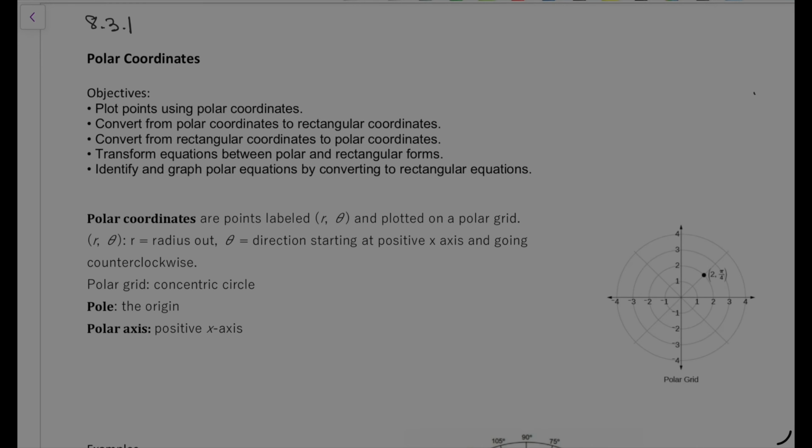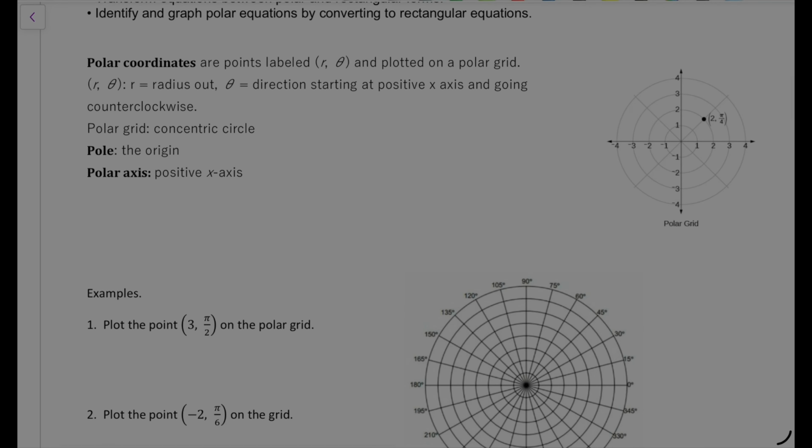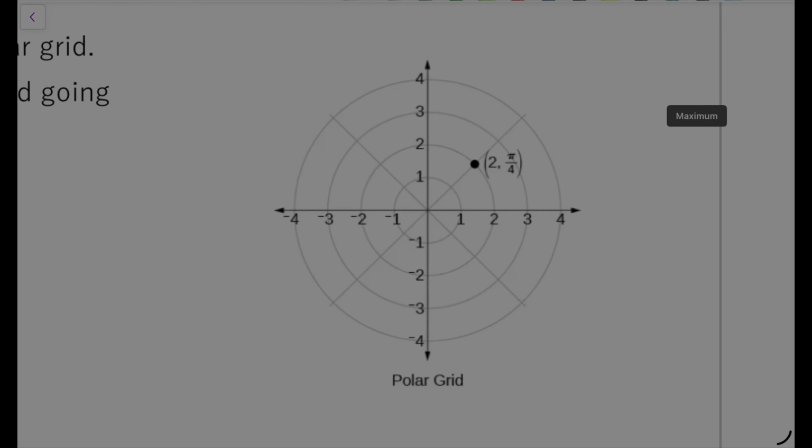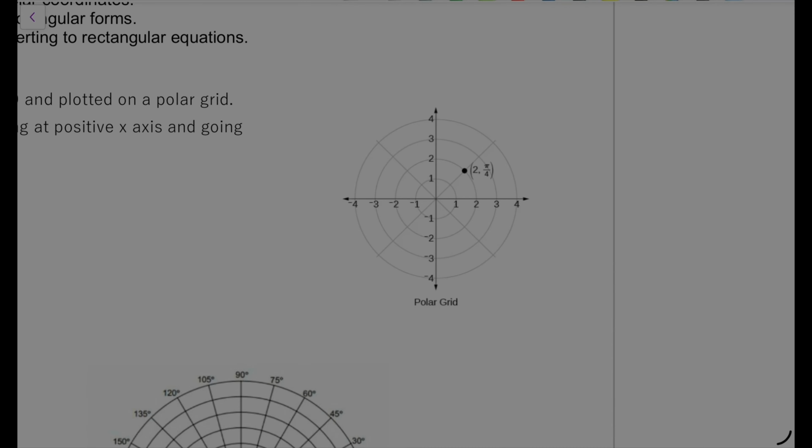First things first, what's a polar coordinate? Polar coordinates are going to be a coordinate point labeled with the radius out and the direction in which it is plotted. Okay, so when you look right here to the right, it is (2, pi over 4), which means it is 2 units out in the direction of pi over 4.